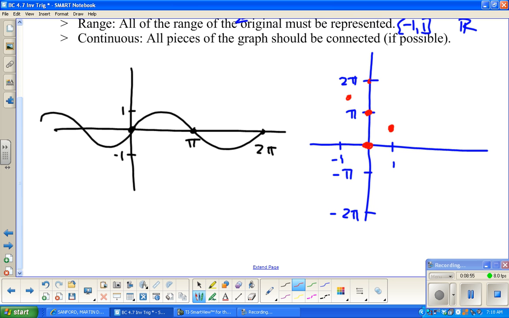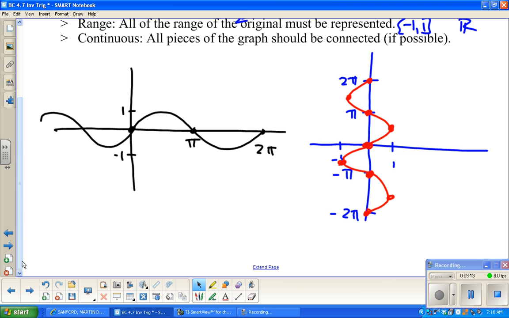And I know this feels really weird graphing it like this, and we're not going to do a lot of graphing like this. It's just enough to get an idea of what's going on. And I know I'm not working on a grid here. I'm just kind of freestyling it.